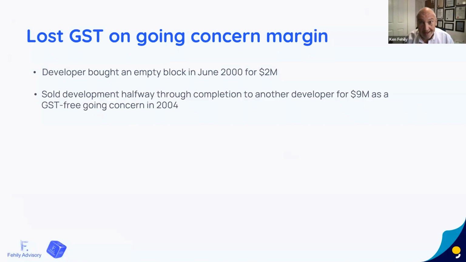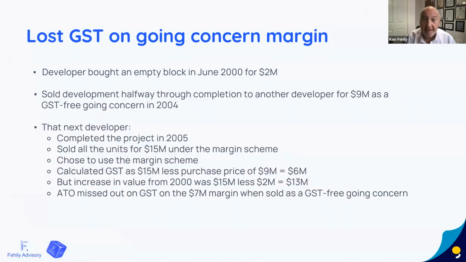Because the law was written that we gave the person a choice. You don't have to pay GST on that margin. Then the next developer completed the margin in 2005, a year later, sold it for $15 million under the margin scheme. So that developer made a $6 million margin, bought it for $9 million, sold it for $15 million, made a margin of $6 million. That means they would only have paid GST on the margin of $6 million. But what about the first margin? Worth $2 million at 2000, worth $9 million. The tax office, the government, was missing out on GST on the first $7 million margin.